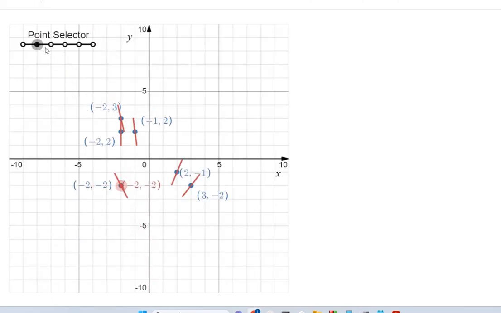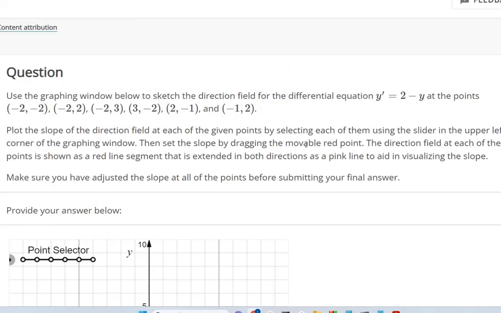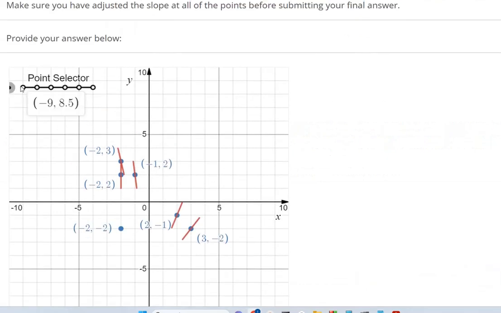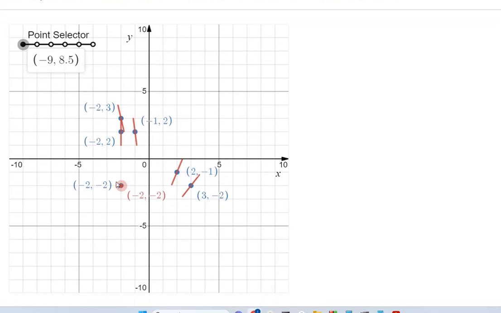Oh, I grabbed this. What? Man, this is confusing. Okay, so you drag this to the point you want to edit. What? Okay, I'll just start. Oh, now it's off screen. What? Start here. This is the point I want to edit.